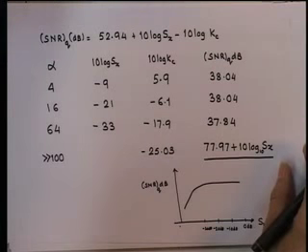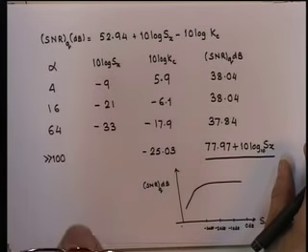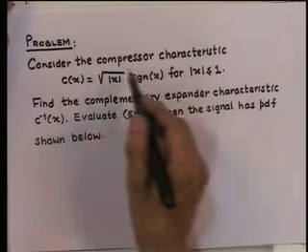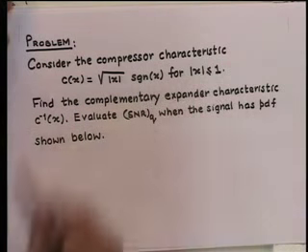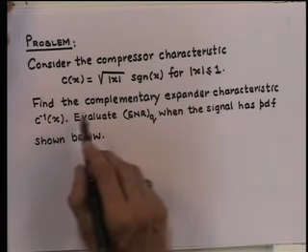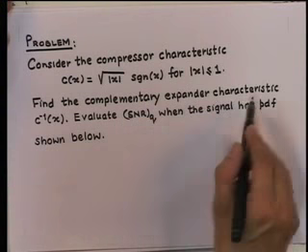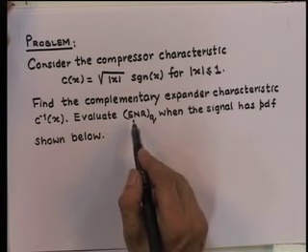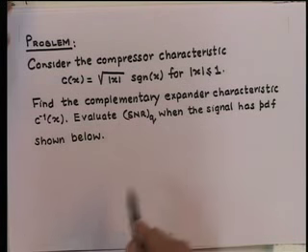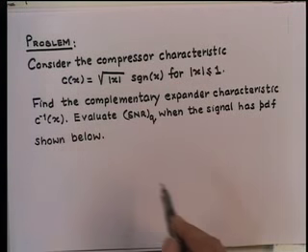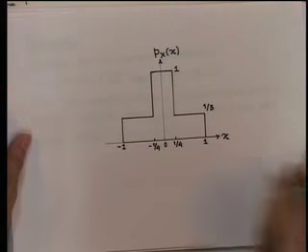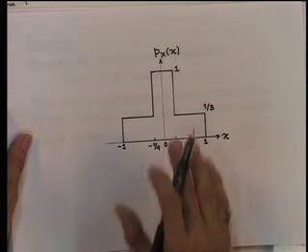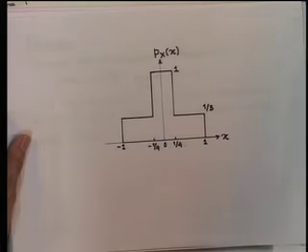Now, let us take one more example. Suppose we had the compressor characteristic given by this expression, and it is desired to find the complementary expander characteristic, that is C inverse x, and we are required to evaluate signal to quantization noise ratio when the signal has the PDF shown below, it is of this form. So, let us try to find the solution to this.